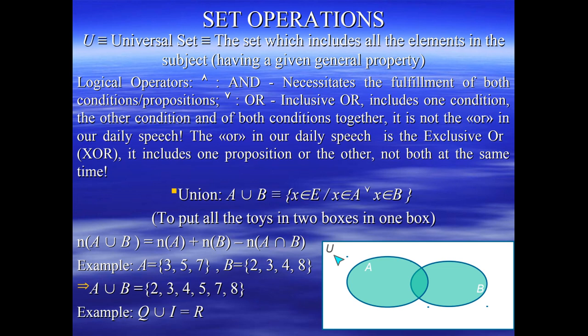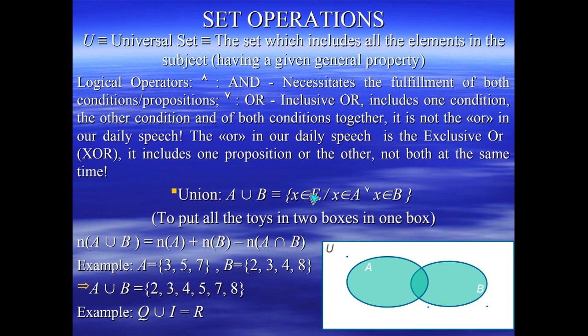So, here we have a mistake. This should not be E, but U, actually. E is evrensel küme, the Turkish for universal set. In English, it is U. U is the universal set. This is in Turkish. I prepared these presentations originally in Turkish, so it remains from there. I changed most of them, but here I forgot, I guess.